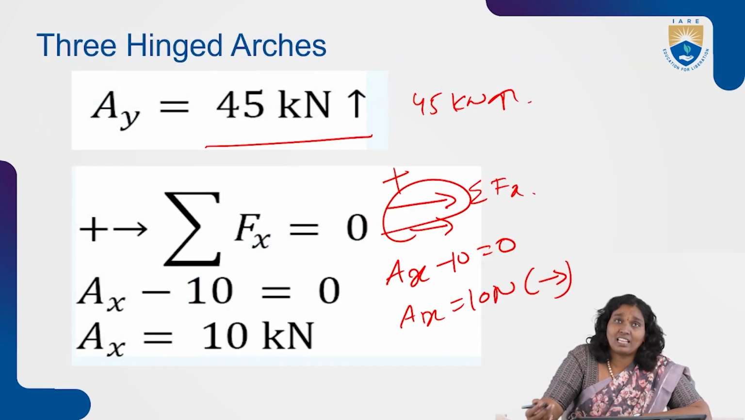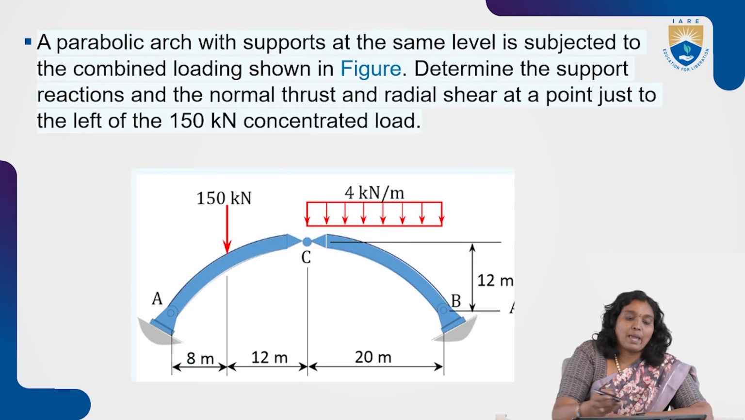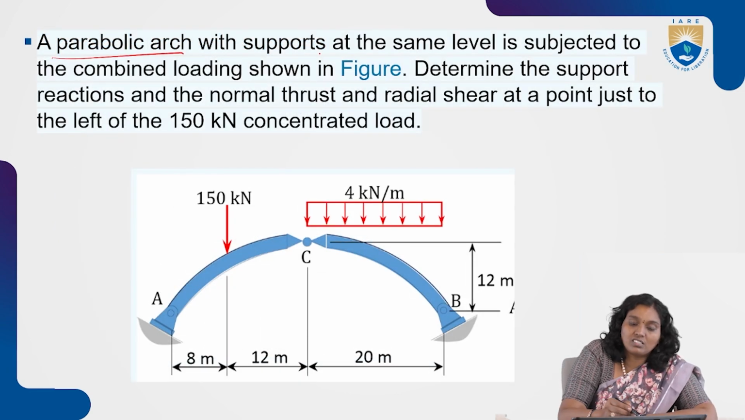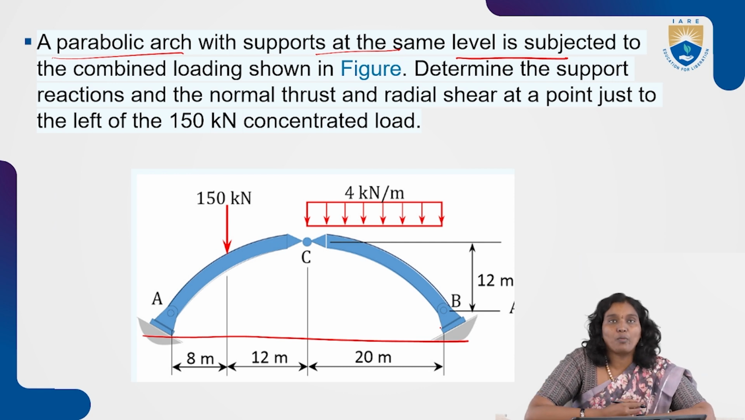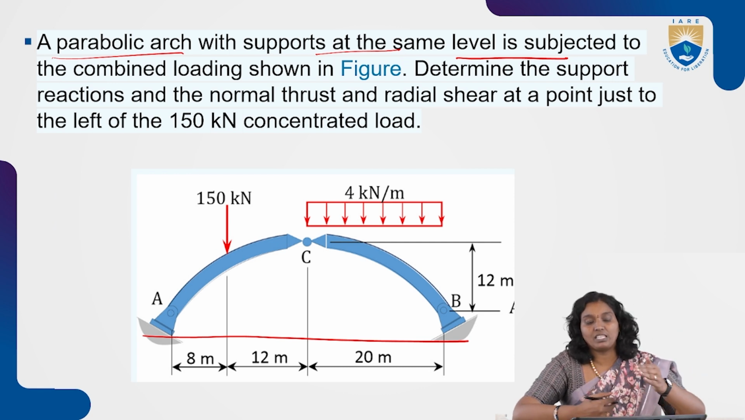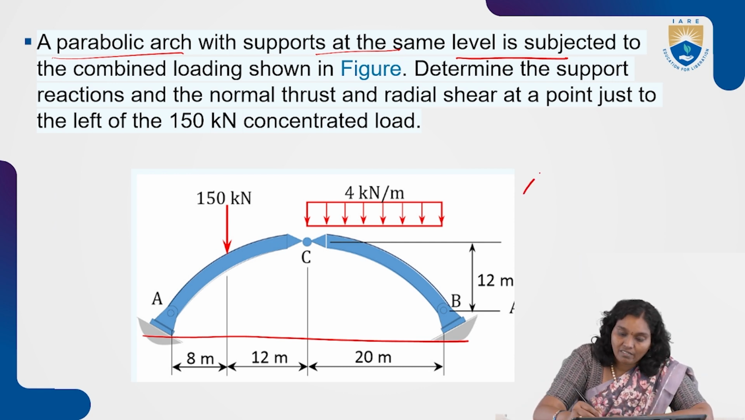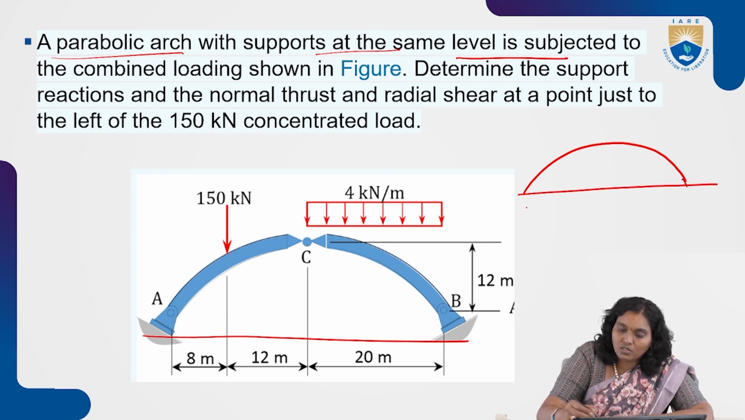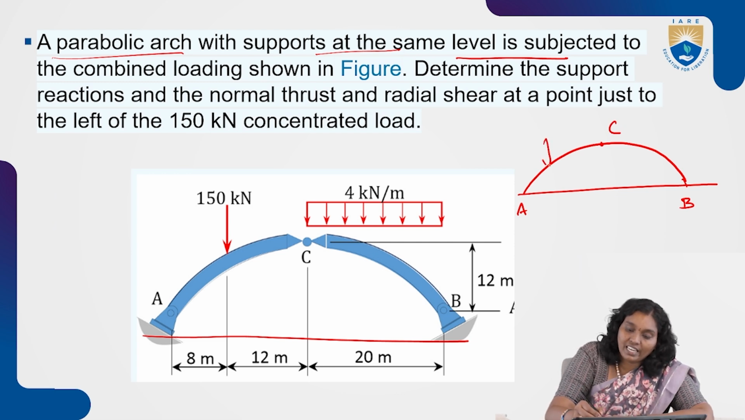Now move on to another kind of problem, that is a parabolic arch with supports at the same level. In the previous problem, we had two different levels; here it is within the same level. So A and B are the supports, and the crown is C. Here the distributed load is there. The point load is equal to 50 kilonewtons, at 8 meters distance from A.